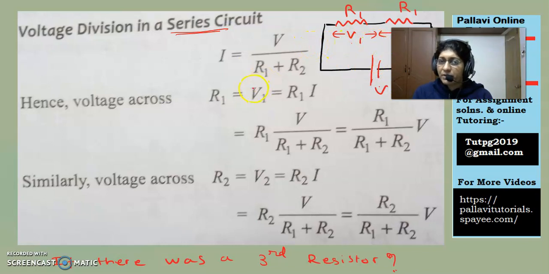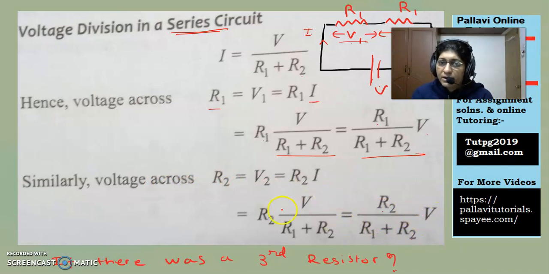The current I passed through this circuit is nothing but V upon R1 plus R2. Again, this is by our very own Ohm's law. Voltage drop across R1 is equal to R1 into I. Substituting this value of I, we get the voltage drop across R1 as R1 upon R1 plus R2 into V. Similarly, the voltage drop across R2 is R2 upon R1 plus R2 into V.